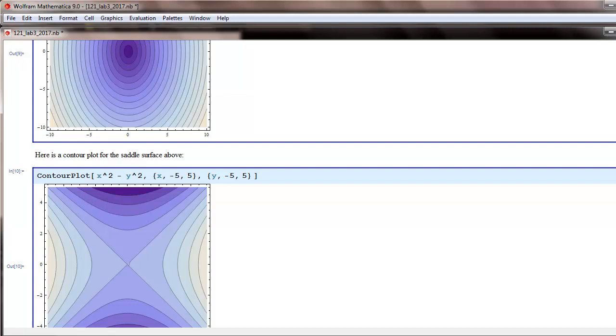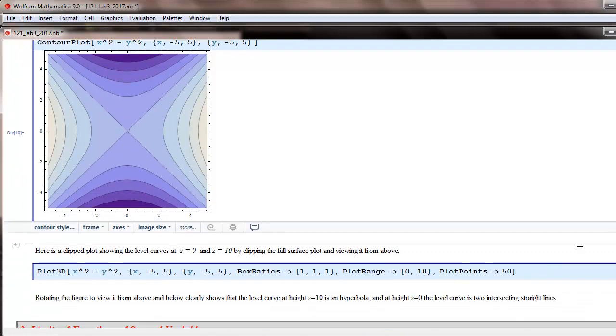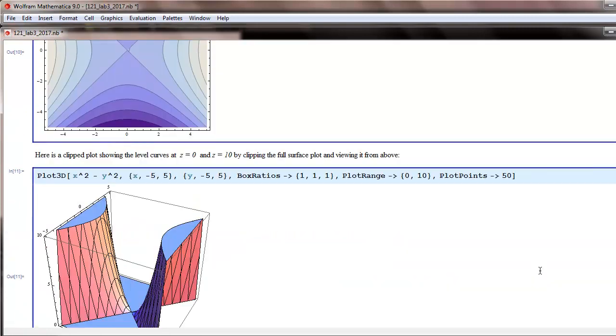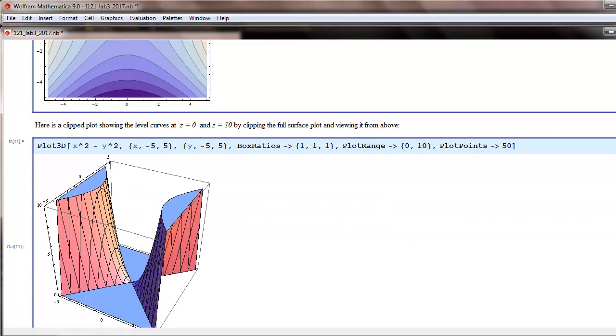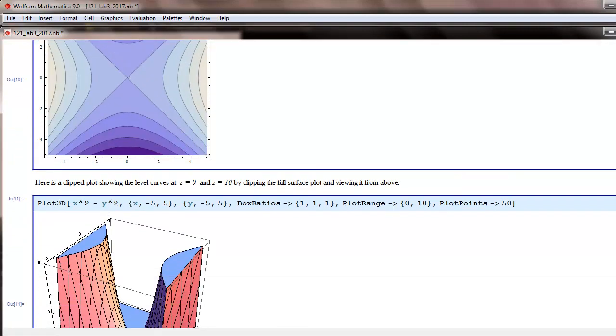I would recommend that you actually plot the function, Plot3D, and then take a look at the contour map and compare those to see how they correspond to each other. And then lastly, here's a clipped version of that surface. So you can start to see why that contour plot looks the way it does.